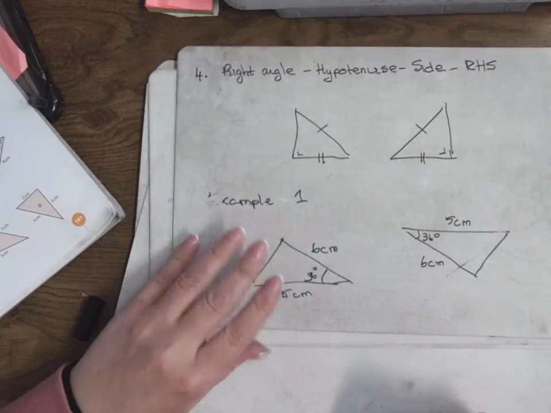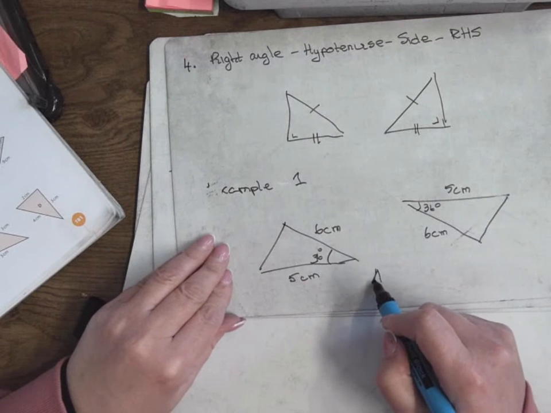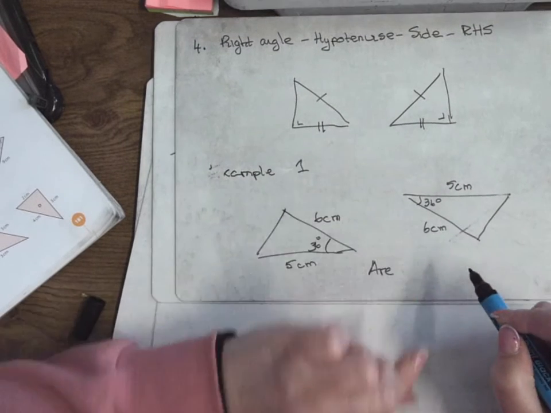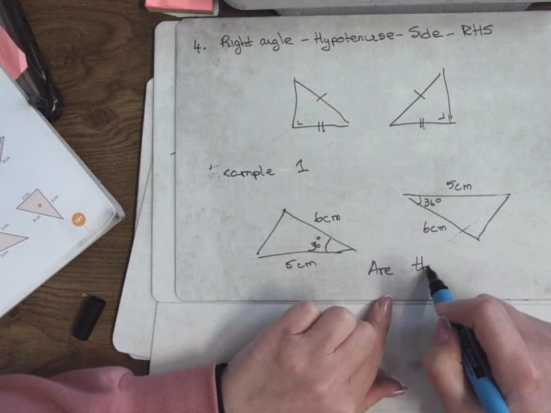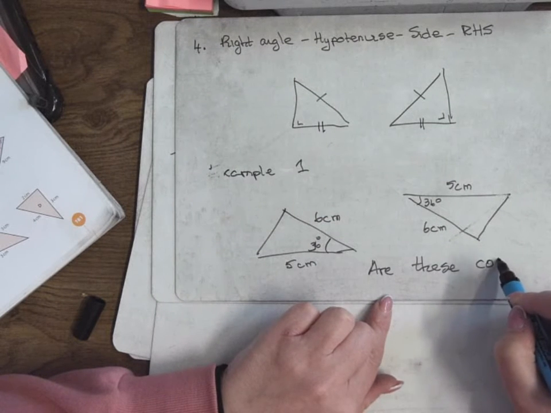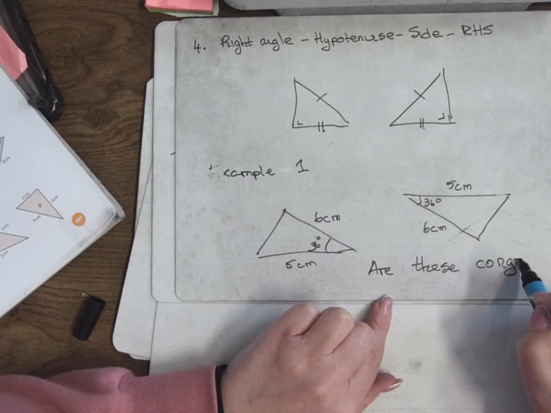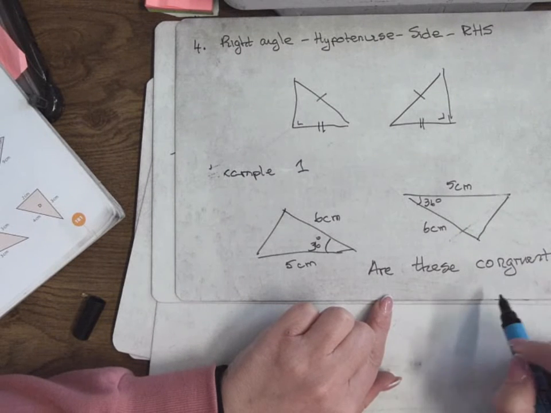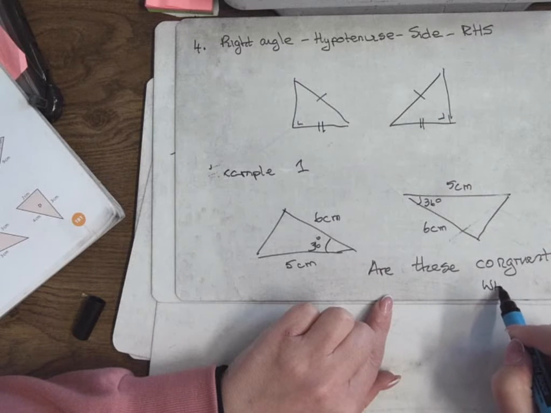And my question is, are these triangles congruent? Remember, congruent means the same, exactly the same. And you have to say whether they are congruent or not, and then you need to say why.